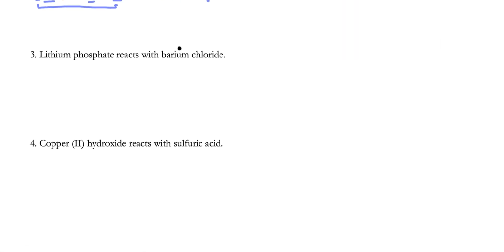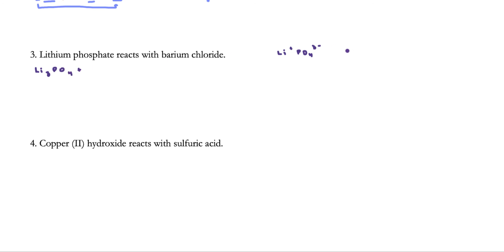Let's look at another double replacement reaction. Lithium phosphate with barium chloride. So lithium has a 1+ charge. Phosphate has a 3- charge. So when I cross my charges, what I get for one reactant is Li3PO4. My other reactant is going to be barium chloride.